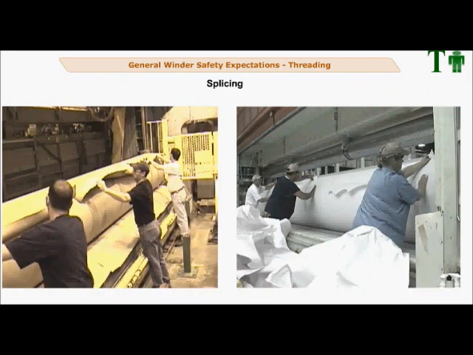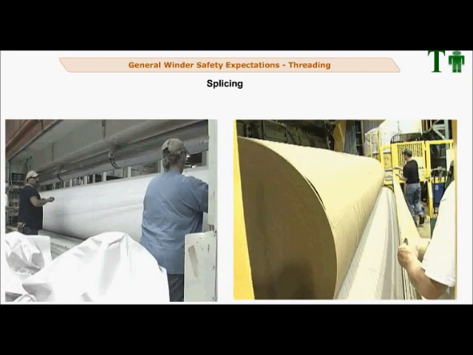The number of people needed to thread the winder during the splice process may be different than the minimum number to thread the winder. Each mill should establish a minimum number of people that are required to splice each winder. Once again, this will vary due to the different sizes of winders we have and their varying levels of automation.